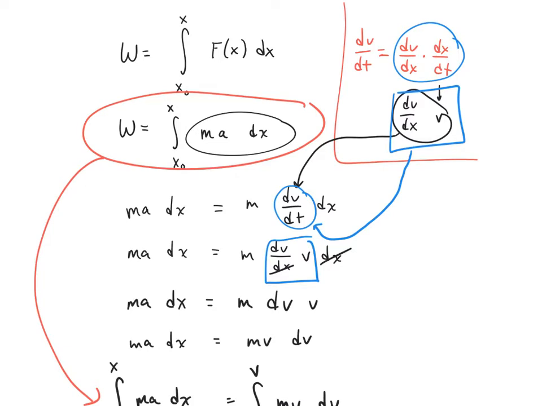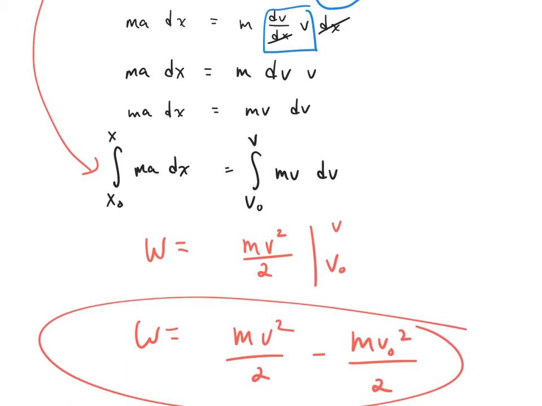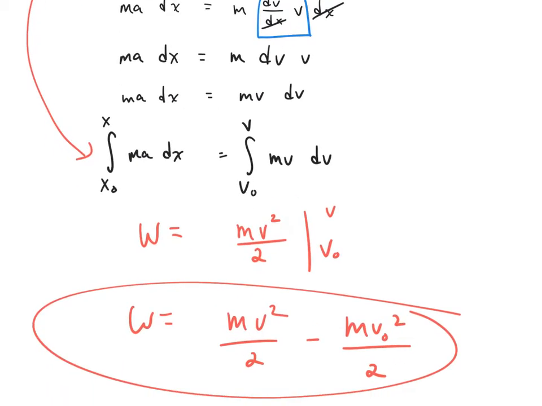This is just proving the work kinetic energy theorem. That's all it is. Proving where the work kinetic energy theorem comes from for a variable force. So in the end, this is still the integral of F of x dx. That's what this is, and that equals that whole thing.